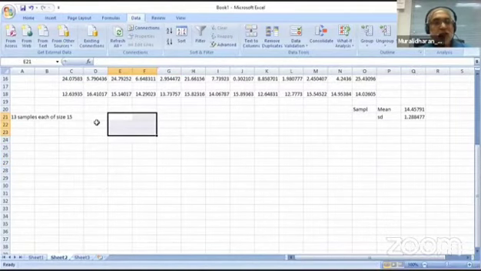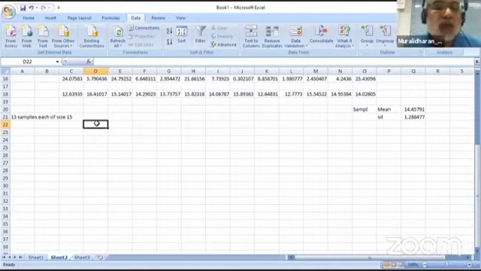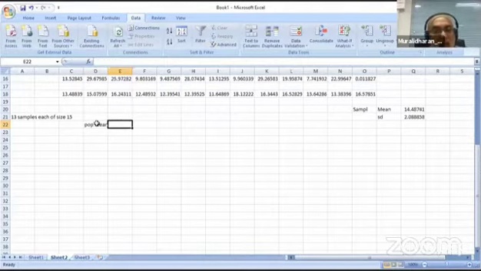So we started with a uniform population with A as 0 and B as 30. What is the population mean? The population mean is going to be (A plus B) by 2. That is 30 divided by 2. That is 50. Is it okay?